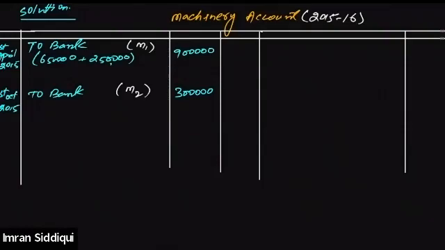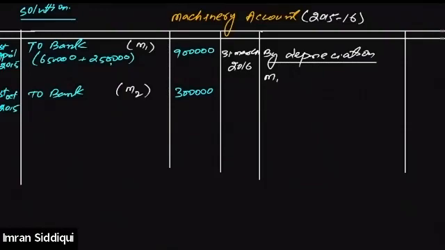Right, everyone? So therefore, as on 31st of March 2016, we will calculate depreciation on these two machinery. And depreciation needs to be calculated by the straight line method. First of all, we will calculate the depreciation on machine 1.